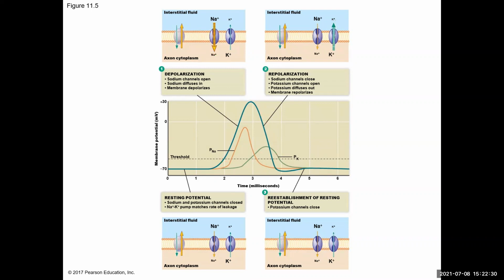Now, what this figure also shows is not only the action potential in green, so this whole process, this whole structure graph, is an action potential. What these smaller curves are showing is the movement of sodium, which is the orange line, and potassium, which is the green line. That's showing you the influx of each of those ions relative to the action potential.